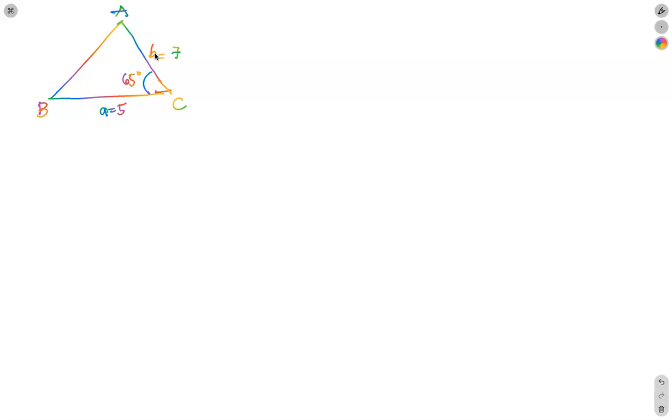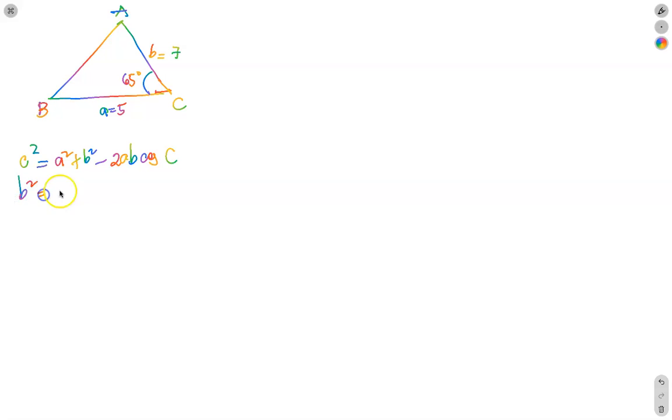The law of cosine states that, and this is derived from the Pythagorean theorem, C squared is equal to A squared plus B squared minus 2AB cosine C.